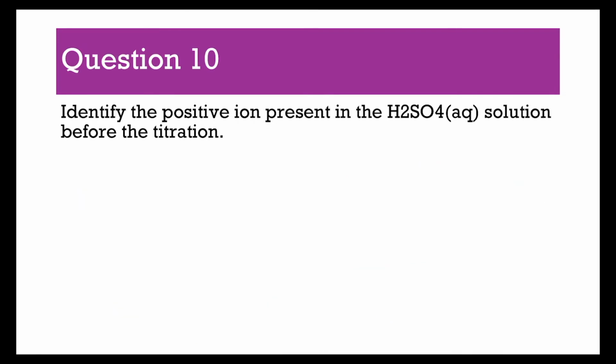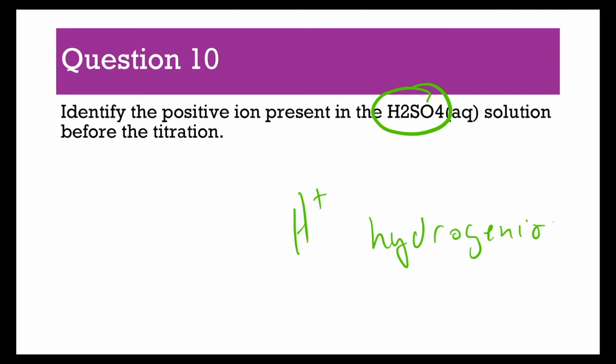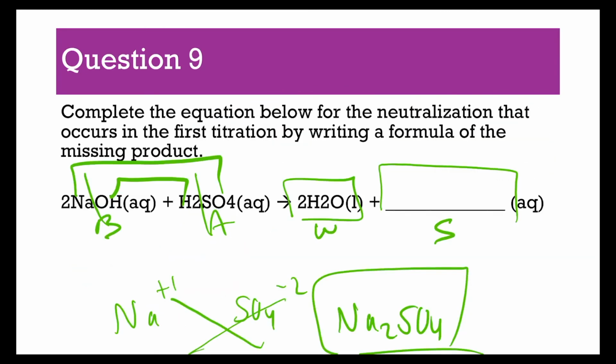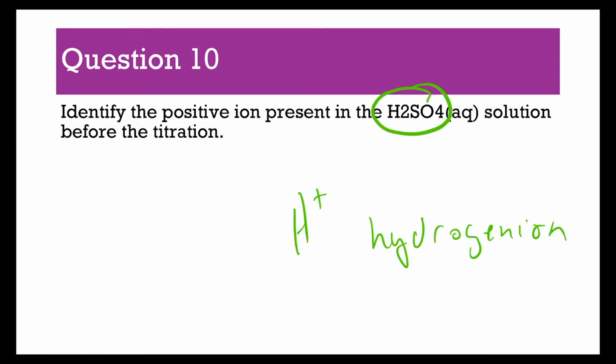Number 10, the positive ion present in this. So that's an acid. What ion do you have in acids? That is H+. If you wrote the hydrogen ion as well, that is fine. So if we go back to this long paragraph that the question gave you, we did not look at it once. It didn't help us whatsoever. So sometimes these questions give you way more info than you actually need.